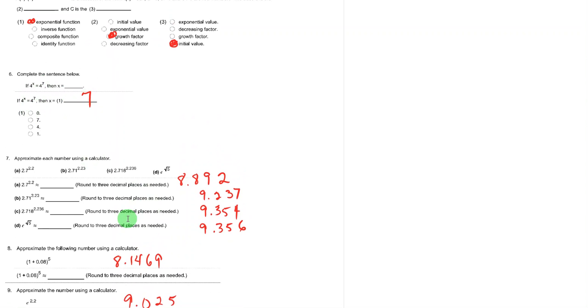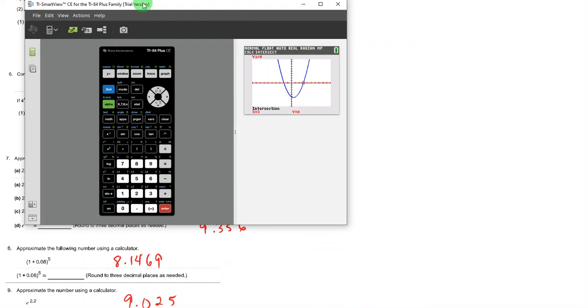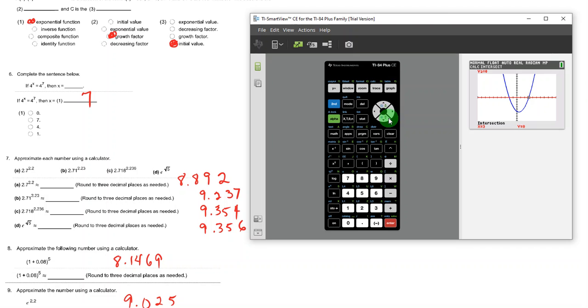On number 7, this is a calculator question. You're just going to put 2.7. Let's go over here to my calculator. Let's just go here and clear. And you're just saying 2.7 raised to the 2.2 and enter, and you get 8.892, round to 3 places. So you would do that.